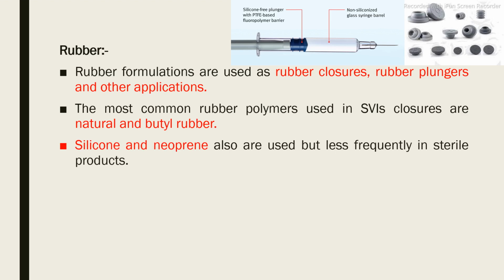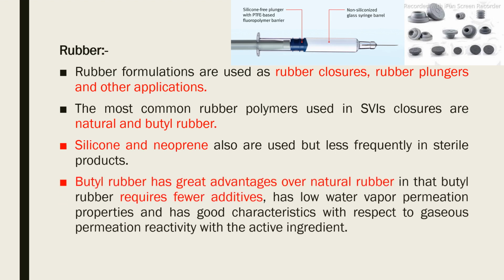Silicone and neoprene are also available as rubber closures. Butyl rubber has an advantage over natural rubber because it requires few additives and has low water vapor permeation properties, and it has very good characteristics with respect to gaseous permeation and reactivity with the active ingredient. Why are butyl rubbers more advantageous? Because they require very few additives for manufacturing, and apart from that they have good permeation properties and also prevent gaseous permeation. That's why butyl rubbers are more popular compared to other materials.